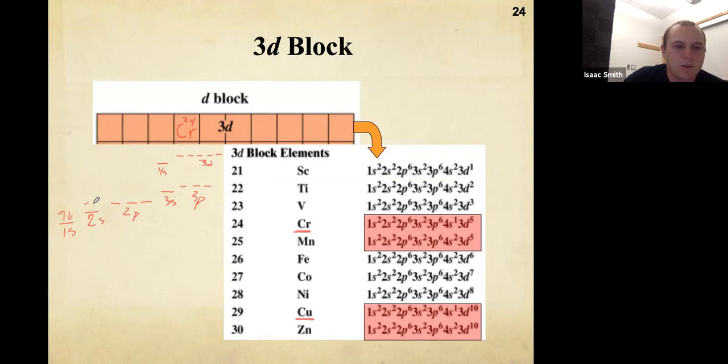So 1, 2, 3, 4, 5, 6, 7, 8, 9, 10, 11, 12, 13, 14, 15, 16, 17, 18, 19, 20, 21, 22, 23, 24. Okay, so this is what you would expect to draw for the chromium electron configuration.